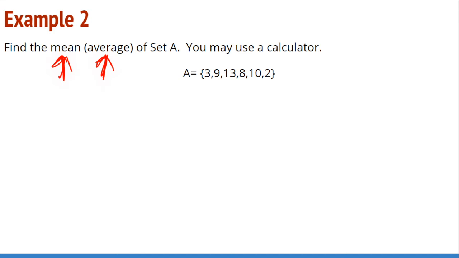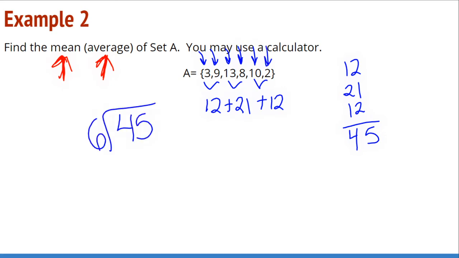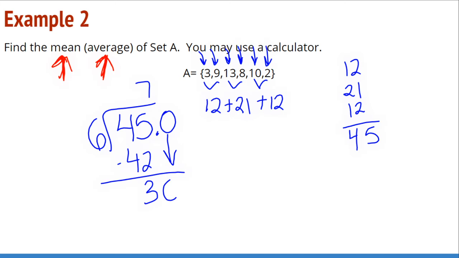3 plus 9 is 12. 13 plus 8 is 21. And 10 plus 2 is 12. 12 plus 21 plus 12. 2 plus 1 is 3, plus 2 is 5. 10 and 20 is 30, plus 10 more is 40. Now I need to go back and count how many items I had in the set. 1, 2, 3, 4, 5, 6. So I have 45, and I will divide it by 6. And 6 times 7 is 42. And I have a mean of 7 5/10.